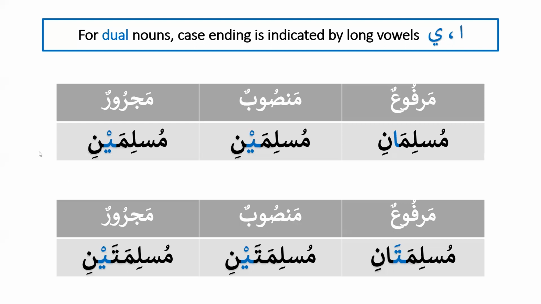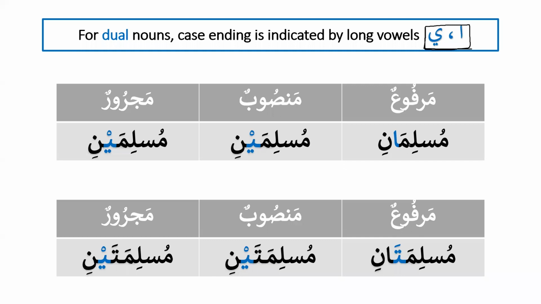Okay, now we move on to the dual nouns. We are done with the singular noun. For dual nouns, the case ending is indicated by the long vowel. Now you remember we have long vowels: alif, ya and waw. Here for the dual, we only have either alif or ya.